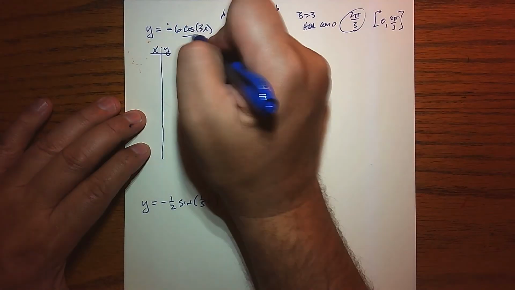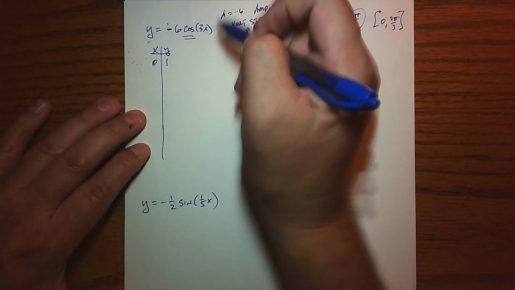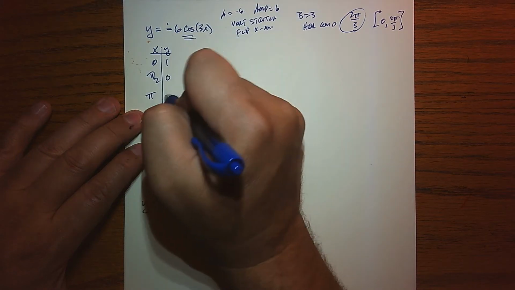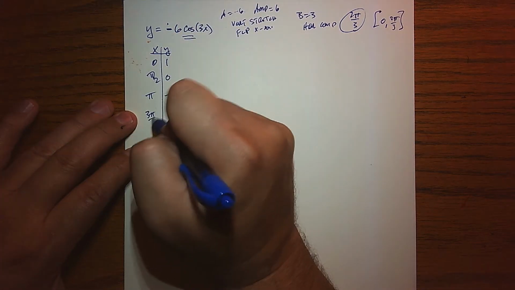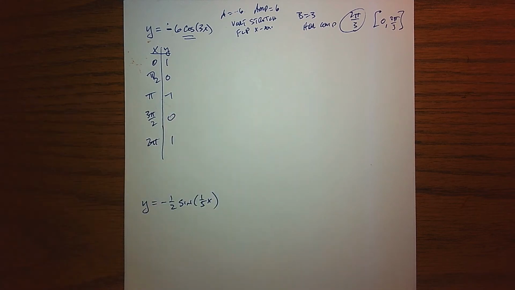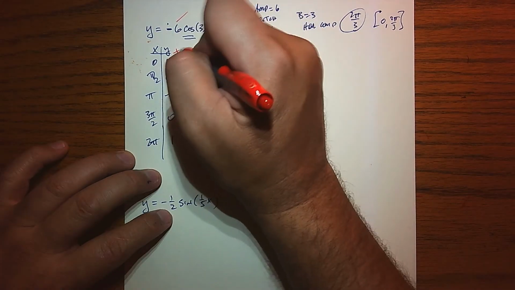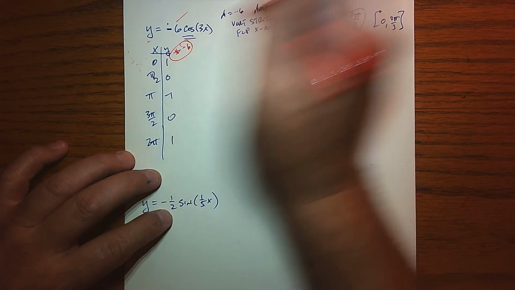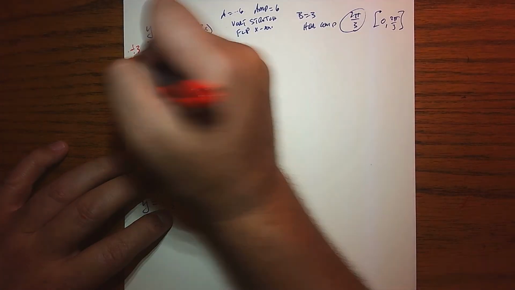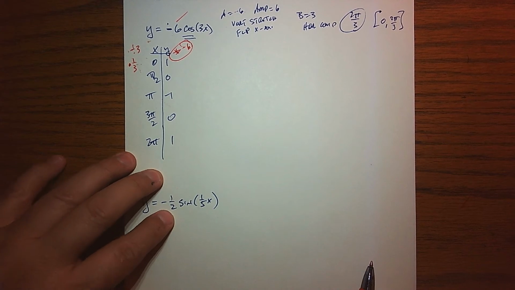So what do we know about cosine? The big guys are 0 and 1, pi over 2 and 0, pi and -1, 3 pi over 2 and 0, and 2 pi and 1. So there's our core data. To get our manipulation, we're multiplying all the y values by -6. We're taking all the x values and dividing them by 3, which means we're actually multiplying by 1/3. Divide is multiplication by a reciprocal.